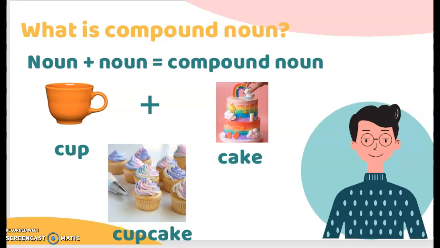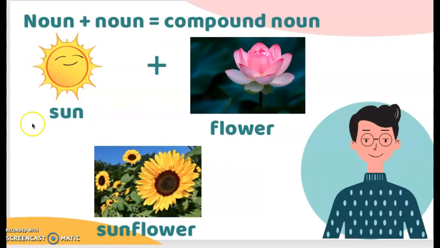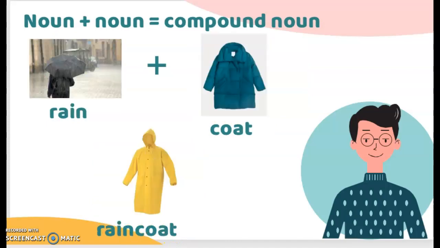Okay, let's look at the next example. So this is a picture of sun and this is the picture of flower. So when these two combine together, they will form sunflower. And this one, this is a picture of rain and this is a picture of coat. So when they combine together, they will become a raincoat. So this is what we call a compound noun, okay?